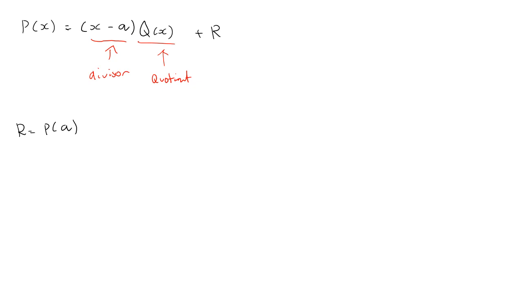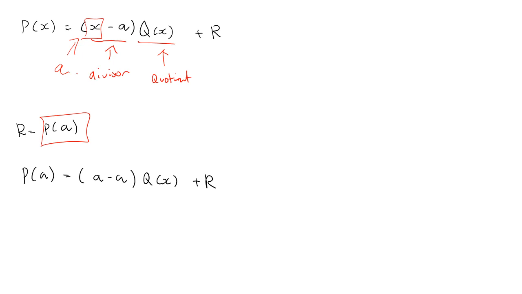Okay, so now p(a) is equal to (a minus a) times the quotient q(x) plus r. So what we did was we replaced x here with a because we're trying to find p(a). That's equal to 0 times q(x) plus r. Since anything times 0 is equal to 0, we're left with r. And that's how you prove the remainder theorem. And therefore, p(a) is equal to r, the remainder.